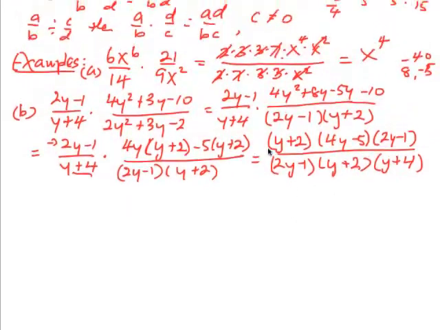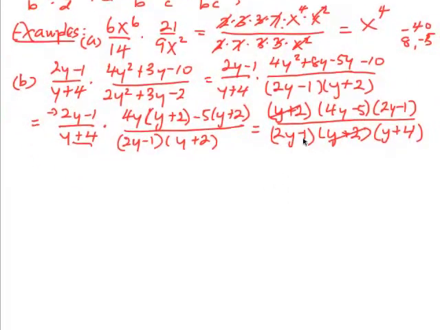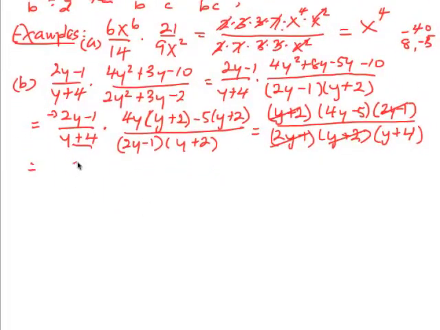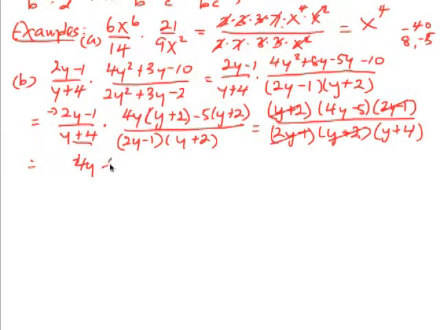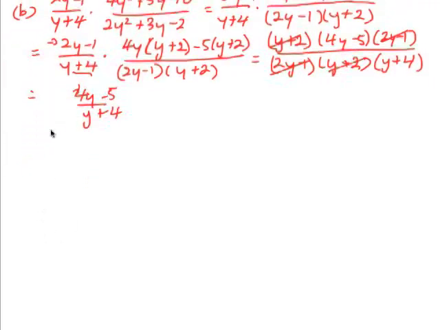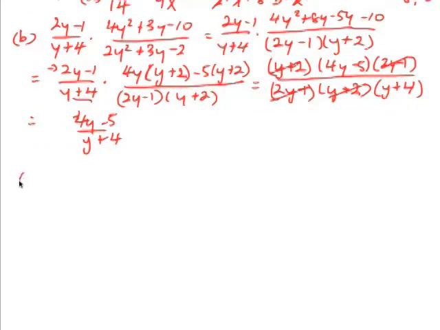Alright, so what can we get rid of here? Well, y plus 2 is in the top and the bottom. 2y take 1 is in the top and the bottom. And so our result will be 4y take 5 over y plus 4. Alright, let's do another one.